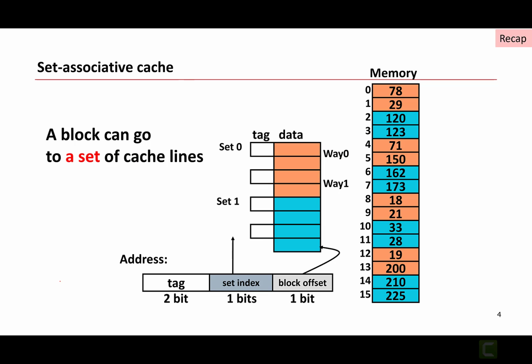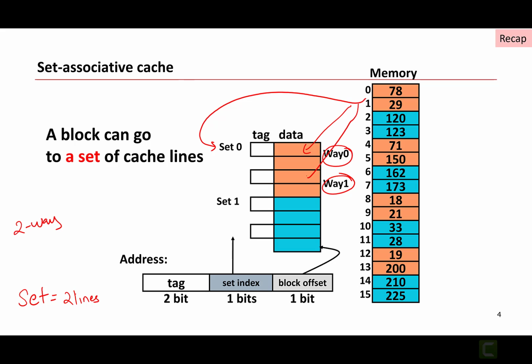In the case of a set associative cache, a set contains as many cache lines as the number of ways. So for example, in the case of a 2-way set associative cache, each set has 2 cache lines, like I'm showing here in this picture. So I have way 0 and way 1, and they both are part of the same set, which means a given cache block that maps to a set can be stored either in way 0 or way 1.